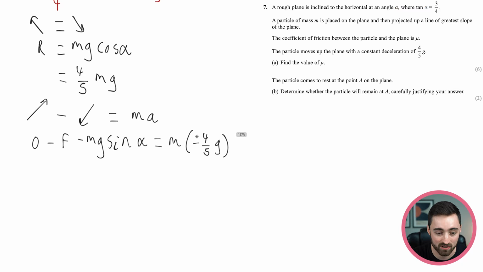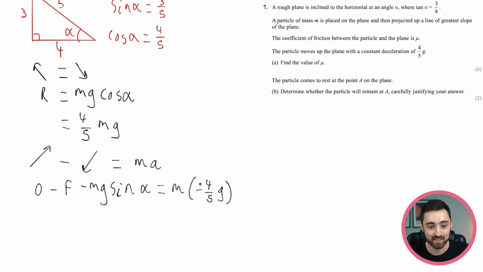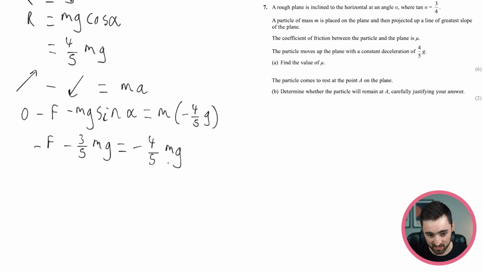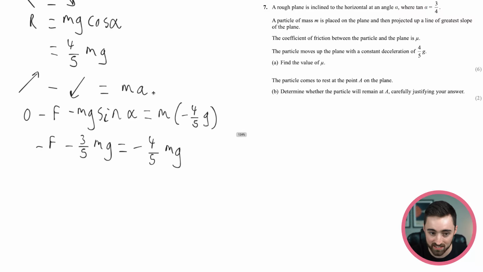First thing I'm noticing is that I know what sine alpha is here. It's 3 over 5, so let's stick that in there. I'm going to have minus F minus 3 over 5 mg is equal to, what's that going to be? It's going to be minus 4 over 5 mg. So this is quite nice because we are seeing that these are kind of the same term. We can use something else though, can't we?